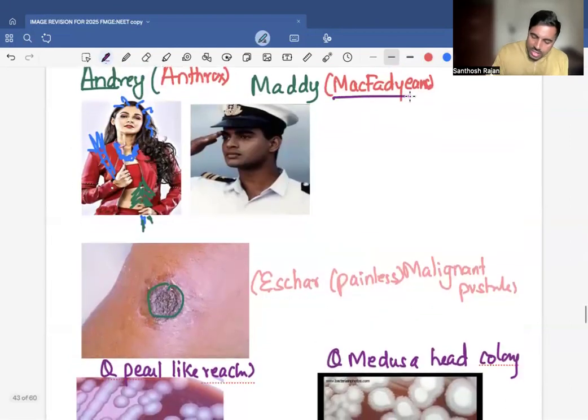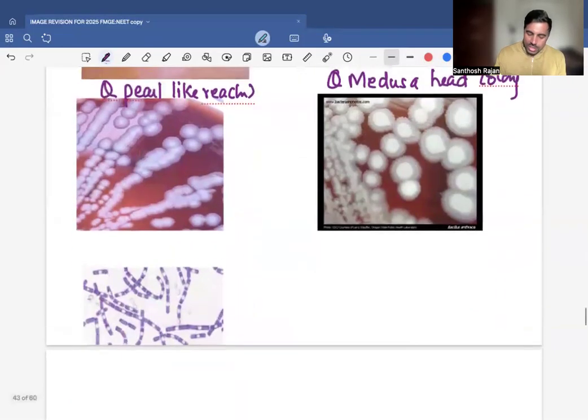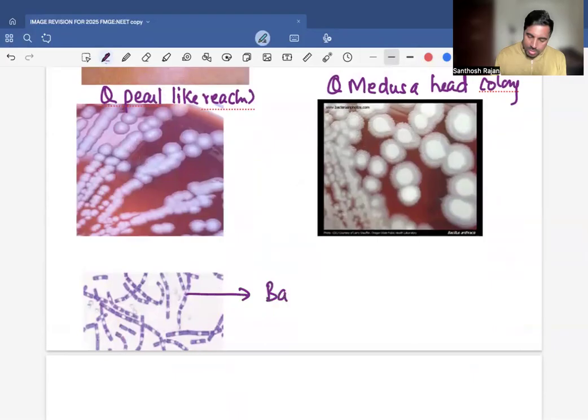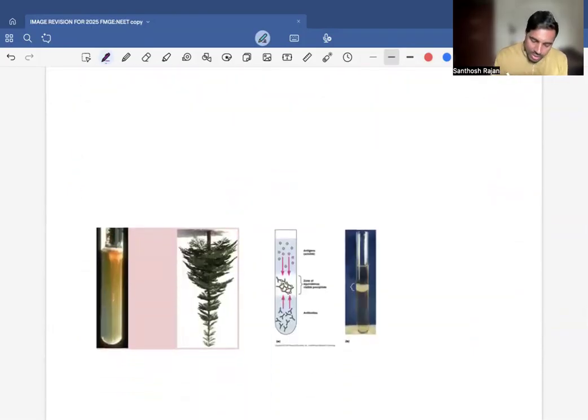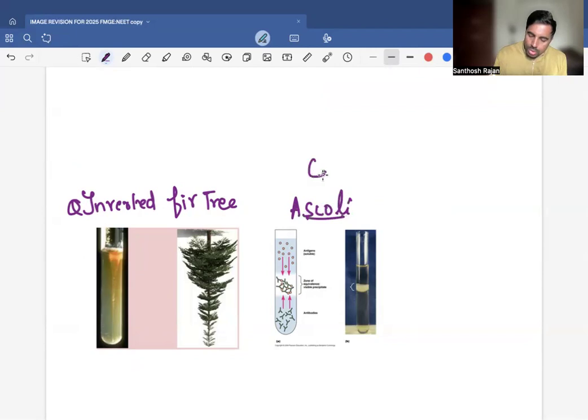This is the McFadden's reaction, which is positive. And Maddie is cool. I'll tell you why it's cool. And then this is the bamboo stick. That's what I'm saying, this is a question: bamboo stick appearance on Gram stain. Car is for Nagler, bamboo stick is for here. And this is the typical inverted fir tree, inverted Christmas tree appearance. Question. This is Ascoli's thermoprecipitation test. When I said cool, Maddie is cool, no? Cool. Ascoli, thermoprecipitation.